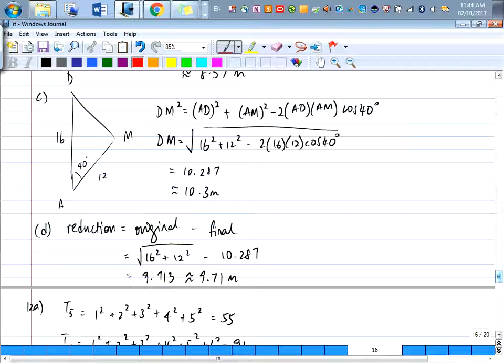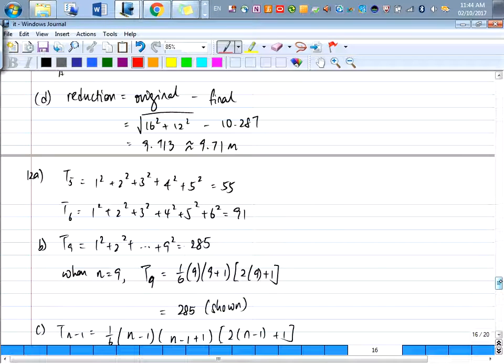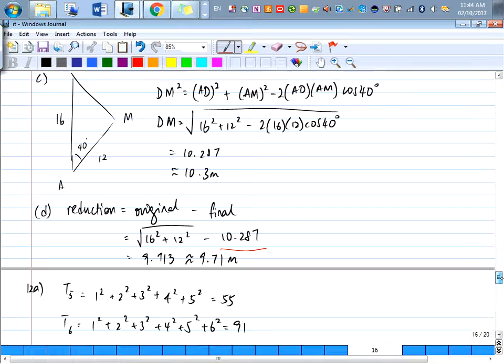Okay, now part D. Since nobody requested for part C, right? So part D, the reduction in the length of the cable is the initial minus the final length. So original length, based on Pythagoras, we have the square root of 16 squared plus 12 squared, and then the final length, which we can calculate to be 10.287. Just subtract. Because in part C, we are asked to find the length of DM, which is the new length of the cable. So just subtract it. Round it off, 9.71 meters.